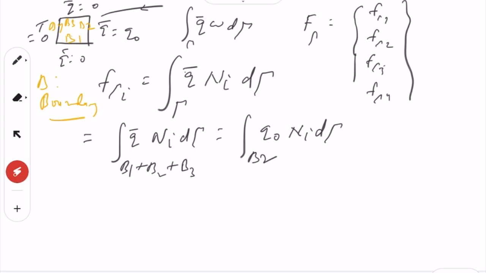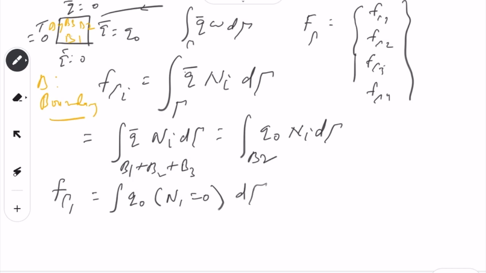Now this Ni is like this one. If you put N1, so if you find out F gamma 1, it will be Q naught N1, but N1 is 0 at boundary 2. N1 is 0 here because N1 is 1 here and 0 here. So F gamma 1 will be 0, so N1 equal to 0 at B2, will be 0 simply. And similarly for N4 as well, because of this, the value of N is 0 here and here both. So here definitely 0. So this is also equal to F gamma 4.